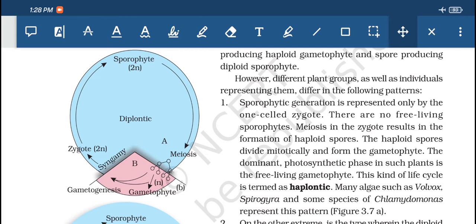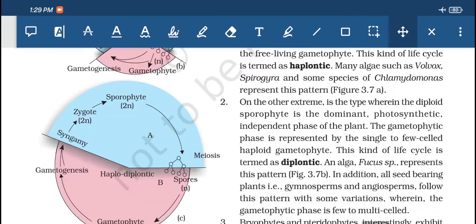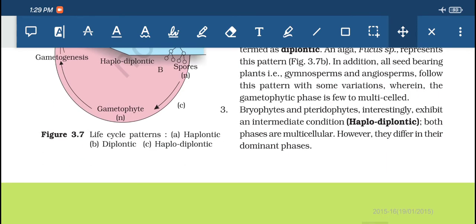Then the sporophyte by meiosis produces gametophyte, and then gametogenesis, and then syngamy, and then zygote formation, and then the zygote again converts into sporophyte. Then next, coming to the last life cycle, that is haplodiplontic.